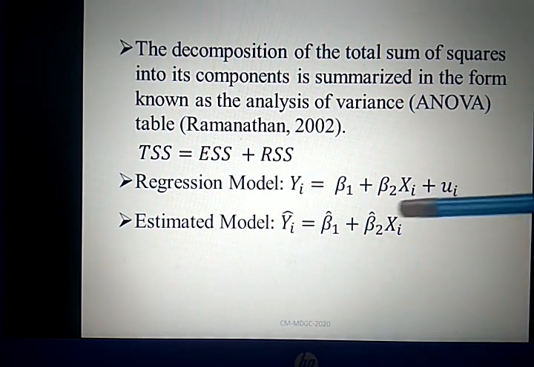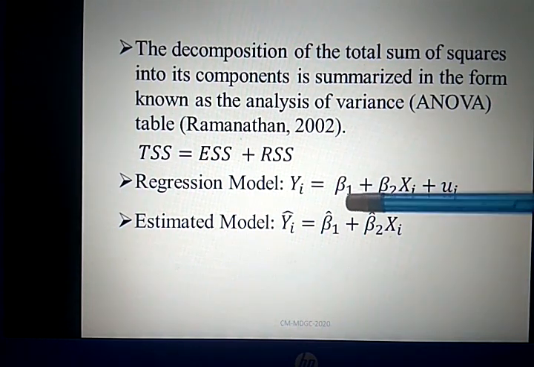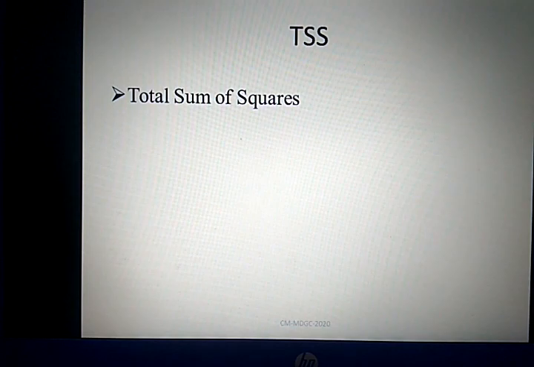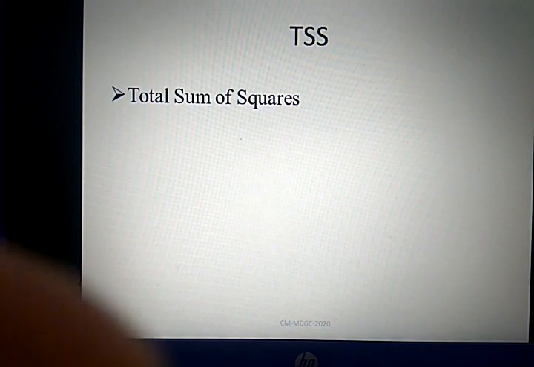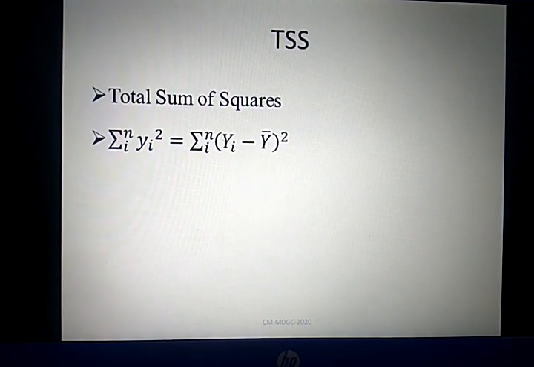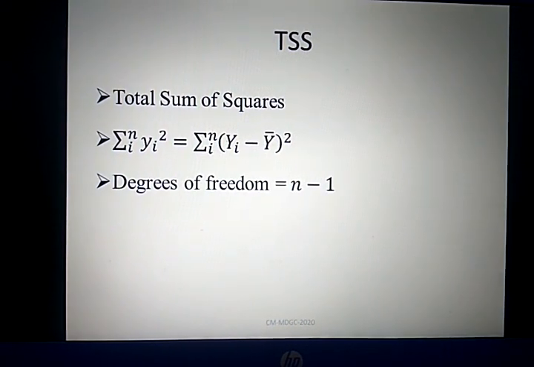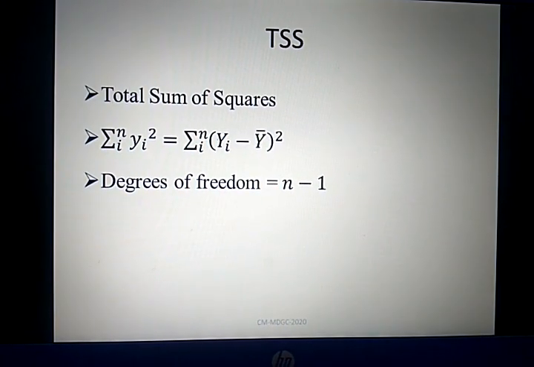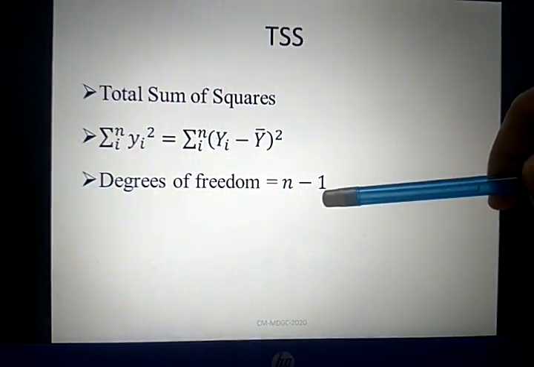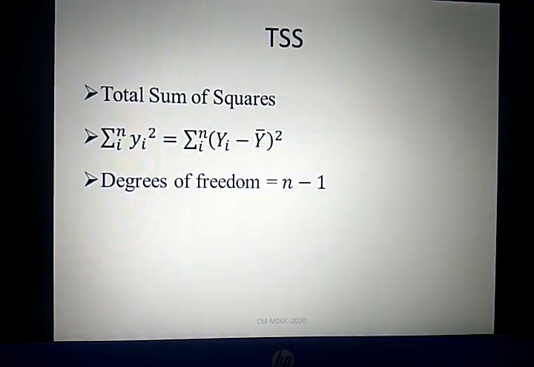Consider this two variable regression model with the intercept present. So our estimated model is this. Now take the term TSS, total sum of squares, first. It is given by this formula, and the degrees of freedom is n minus 1. Here we have n number of observations and we lose 1 degree of freedom in computing the mean y bar.